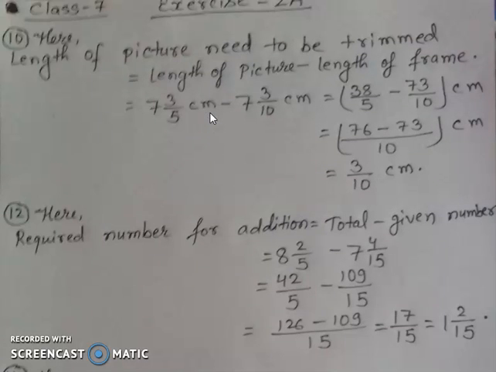10 is also a word problem, and here it is written, a picture is 7 3 by 7 meter wide. How much should it be trimmed to fit in a frame? And the frame is given as 7 3 by 10 centimeter wide. That means how much should it be trimmed to fit in a frame 7 3 by 10 centimeter wide.